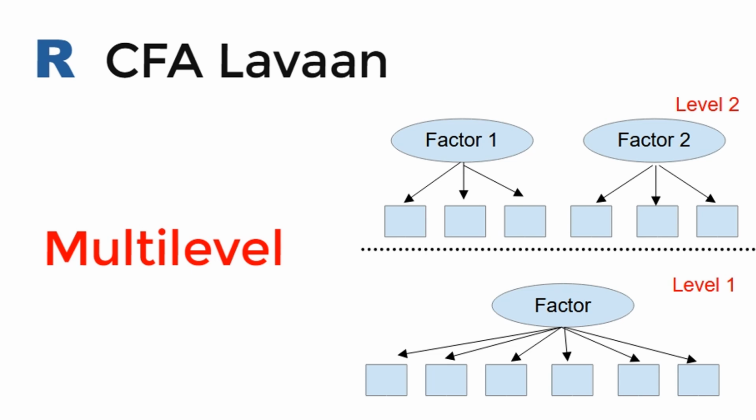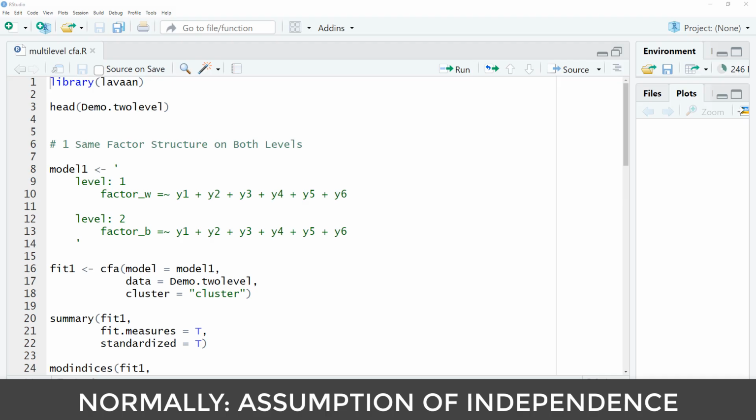In this video I show you how to run a multi-level CFA with R and lavaan, or more precisely a two-level CFA, because currently lavaan can only deal with two levels.